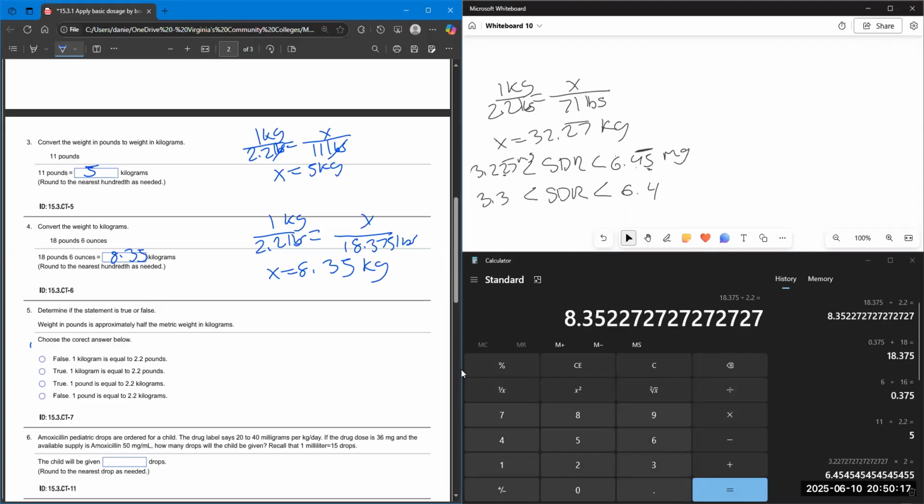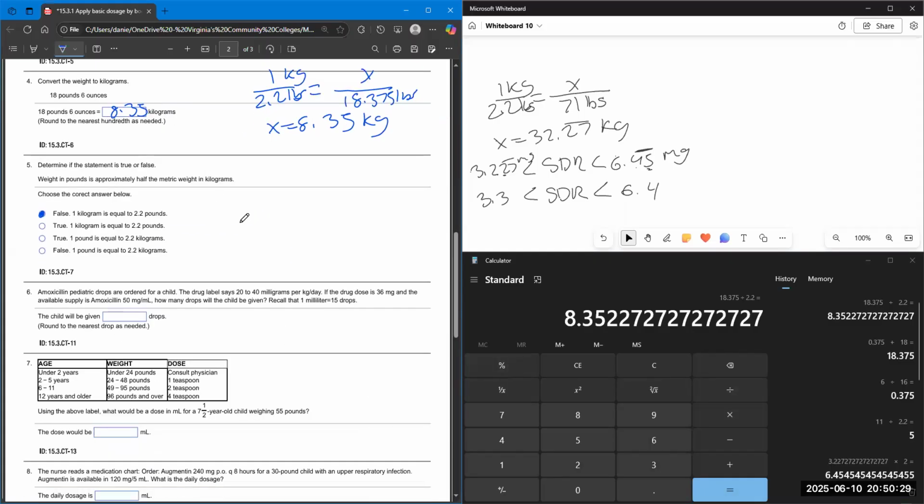Is this statement true that weight in pounds is approximately half of the metric weight in kilograms? No. 1 kilogram is equal to 2.2 pounds. So that's not correct to say that.